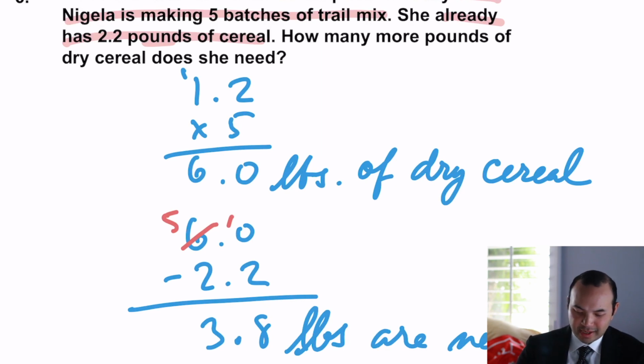So here, when you're adding and subtracting, you line up the decimals. You do not need to count how many decimals there are. Alright, let's move on.